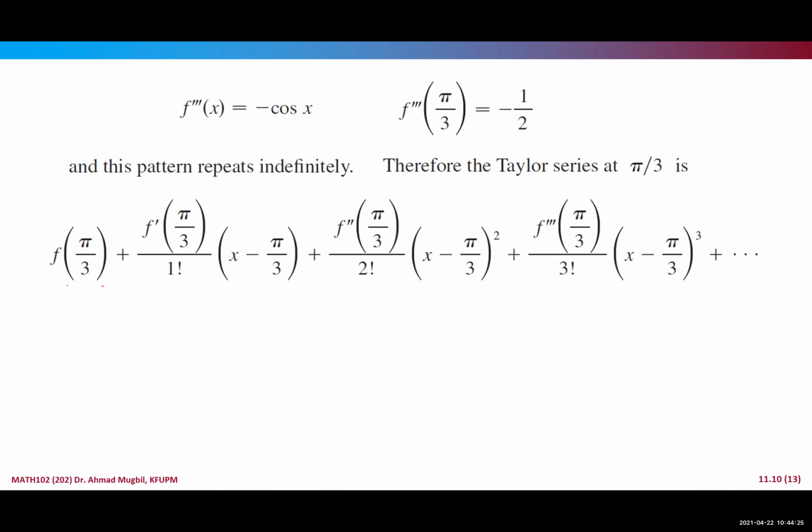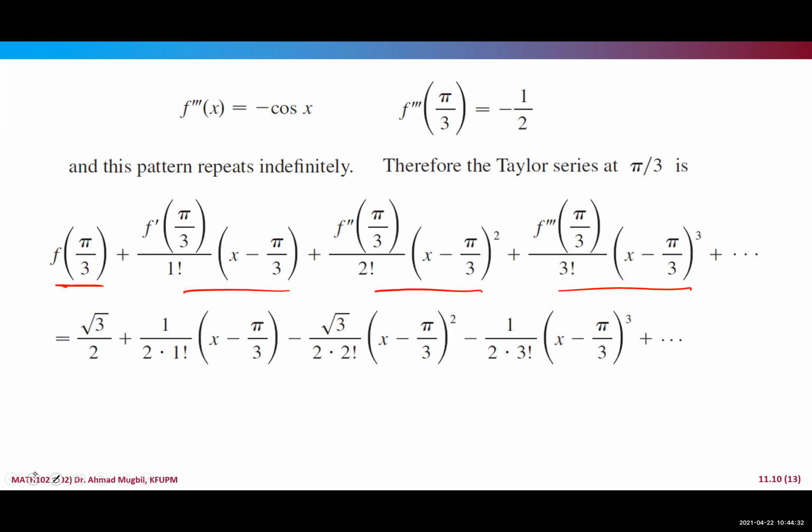So here we are, Shabab. This is when n is 0, when n is 1, when n is 2, when n is 3. Now substitute these derivatives by their values. We have x minus pi over 3 all to the power n. Here we have n factorial: 0, 1, 2, 3. Yes, it is n factorial. The problem is here.